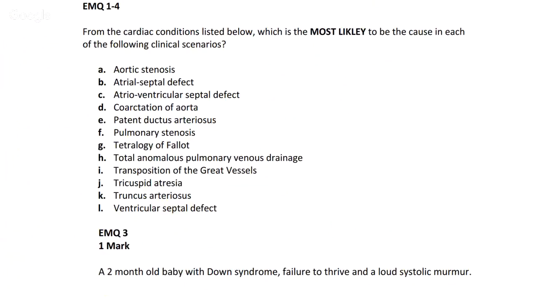Okay, next one. Down syndrome, failure to thrive, a large systolic murmur. What do they have? But how do you differentiate that from a VSD? Okay, well, think about it, right? Normally, what is the natural history of an ASD and a VSD? Both of them are typically asymptomatic, okay?